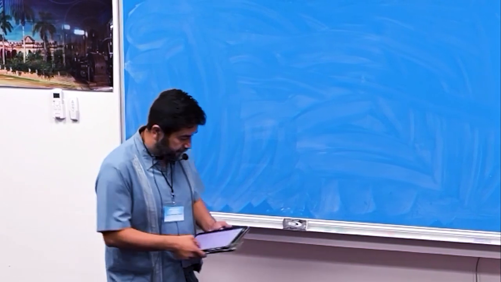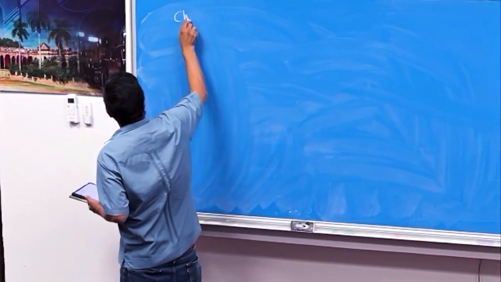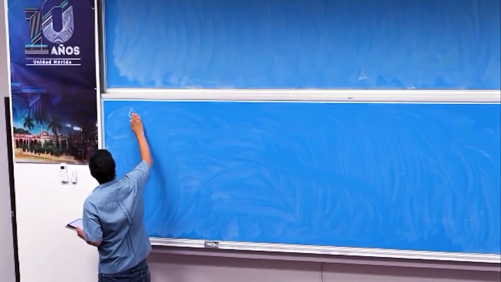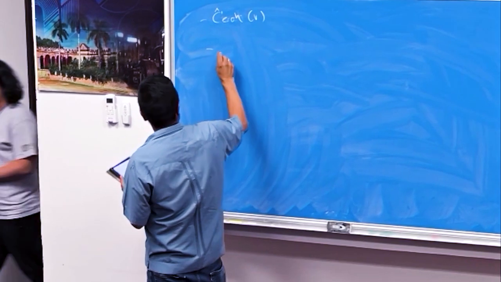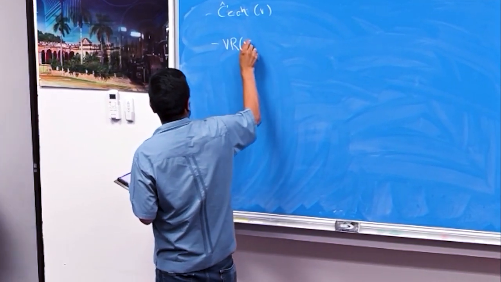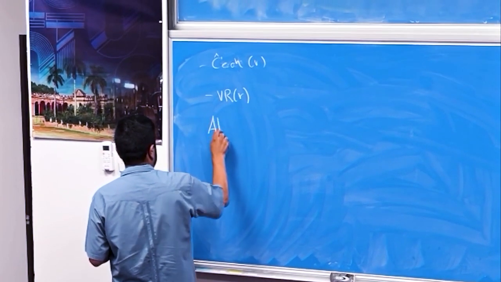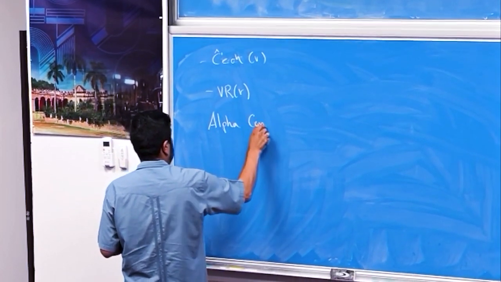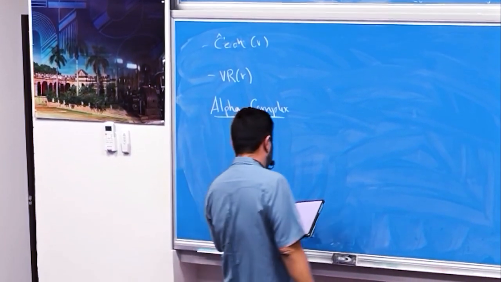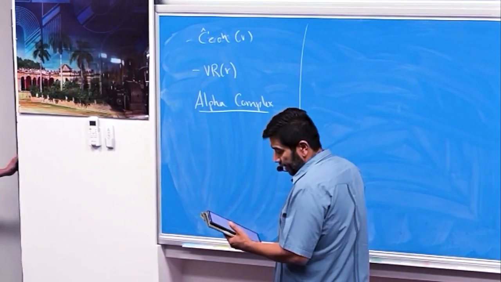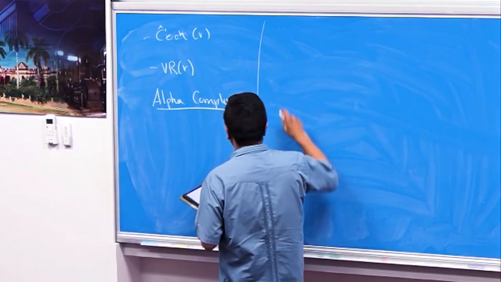Well, where we left things off, we looked at the Čech complex and also at the Vietoris-Rips complex, and now we're going to look at the alpha complexes. For the alpha complex, we need to look first at the Voronoi diagram.